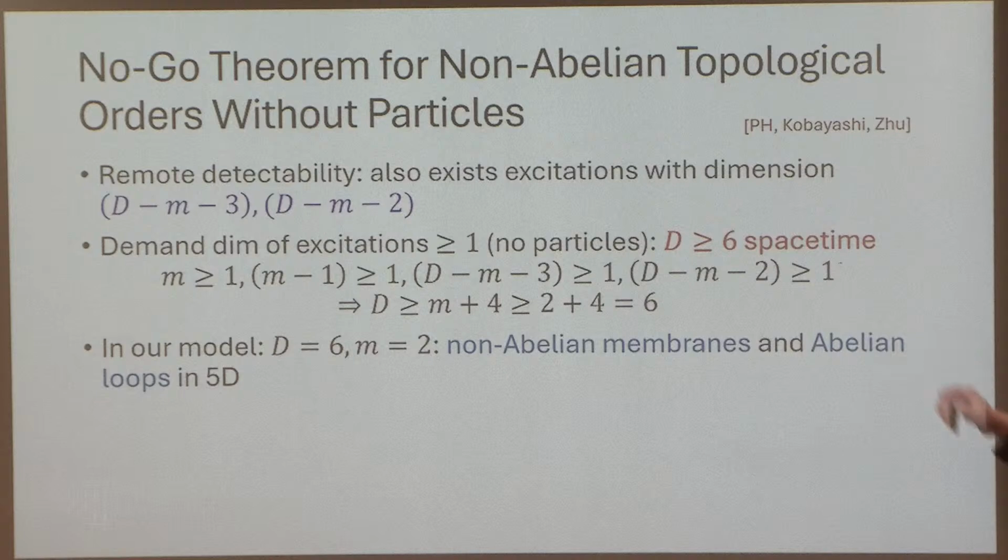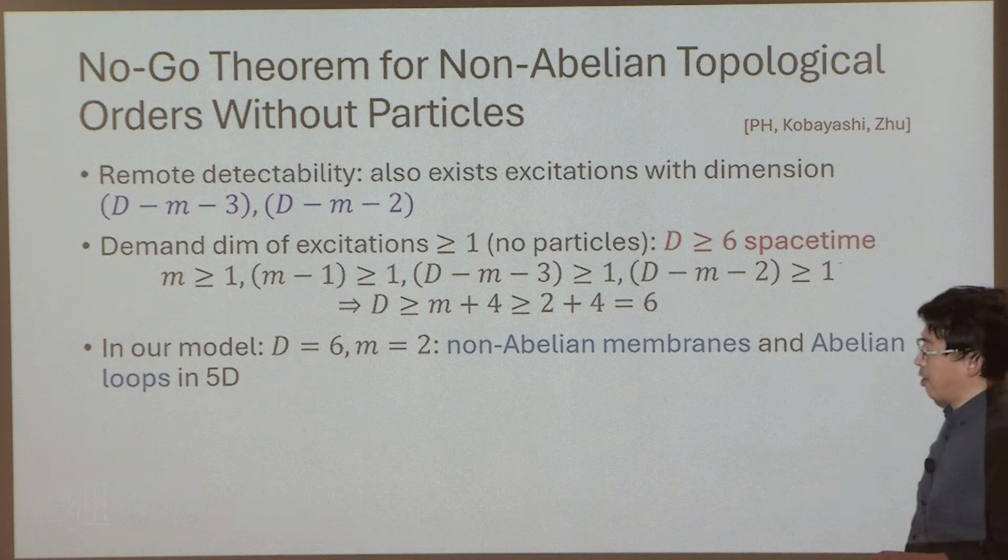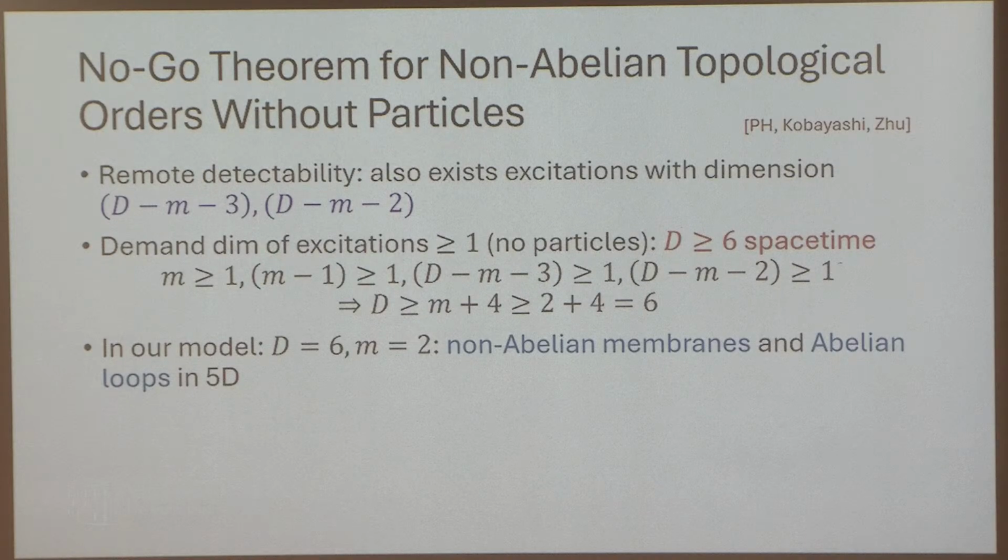This is just simple algebra: we demand that all of them be greater than or equal to 1, and then we immediately get the conclusion. So in the non-abelian self-correcting quantum memory we are proposing, the space-time dimension is going to be 6. That's the minimum dimension in which this kind of topological order is possible. The non-abelian excitations have dimension 2, so we have non-abelian membrane excitations, and there are also abelian loop excitations. Is there any question on this point?